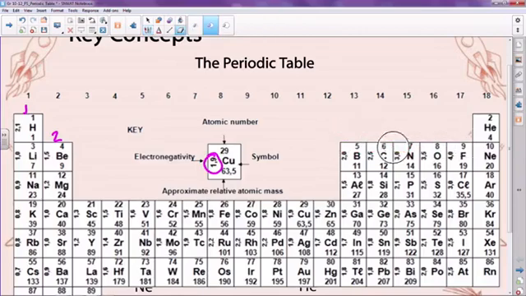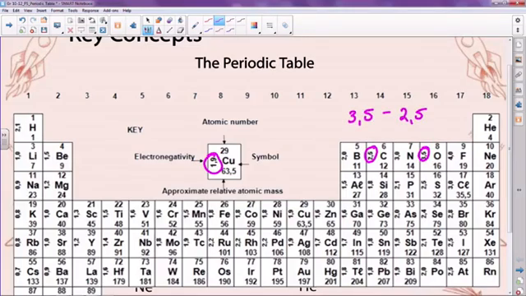So I'm looking for carbon and I'm looking for oxygen. My electronegativity of carbon is 2.5 and my electronegativity of oxygen is 3.5. If I take the smallest number away from the biggest number, I get an answer of 1. Now the question is, in which direction is it pulling? It's going to pull towards the oxygen, because the oxygen has got the greatest electronegativity.